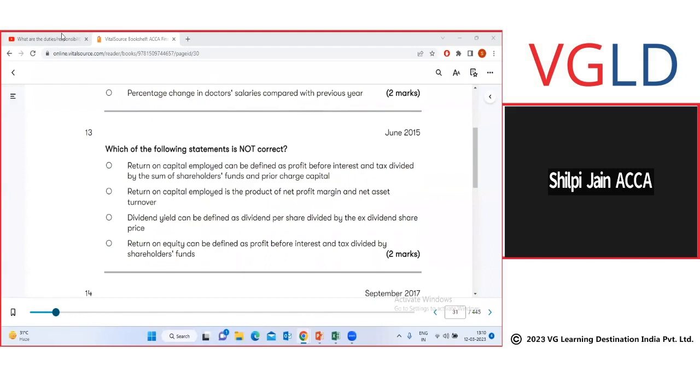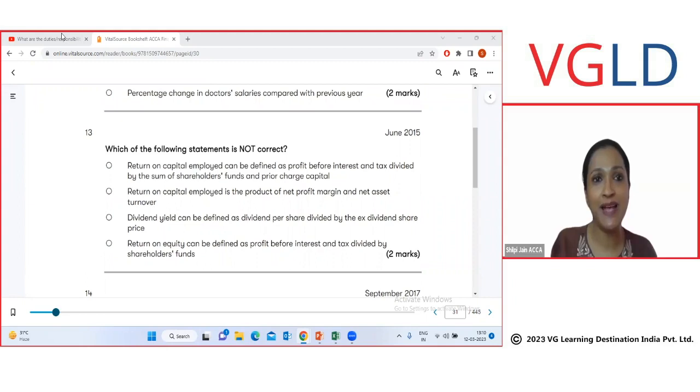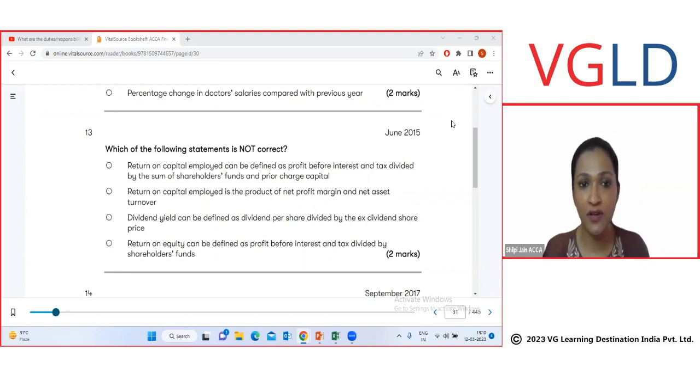So tell me which of the following statements is not correct. I think this is just basically a quick revision of your formulas. Quickly read the question carefully, please. Again, I'm saying instead of jumping the gun, read the question very, very carefully. Here we are checking which of the following statements is not correct. So what is your return on equity? Profit before interest and tax or profit after interest and tax divided by shareholder return? So is it not D?